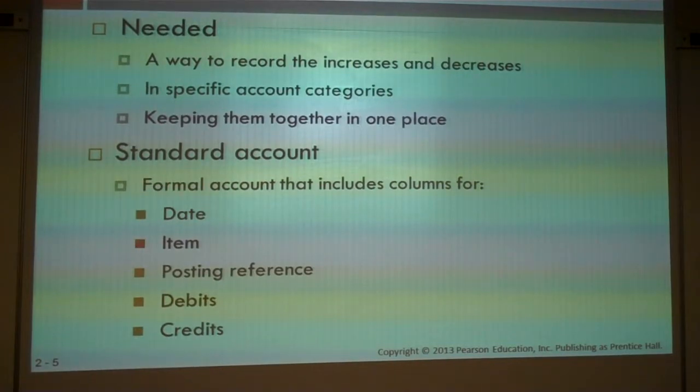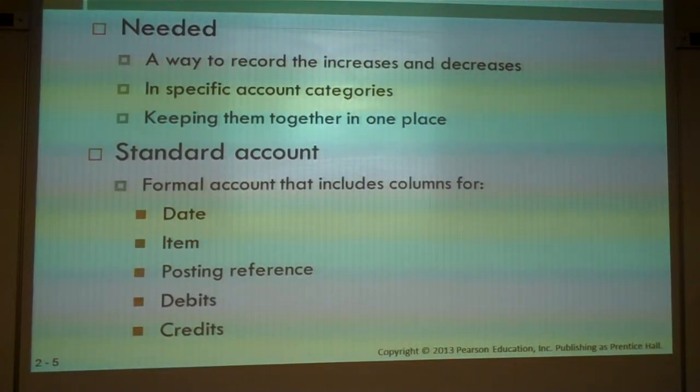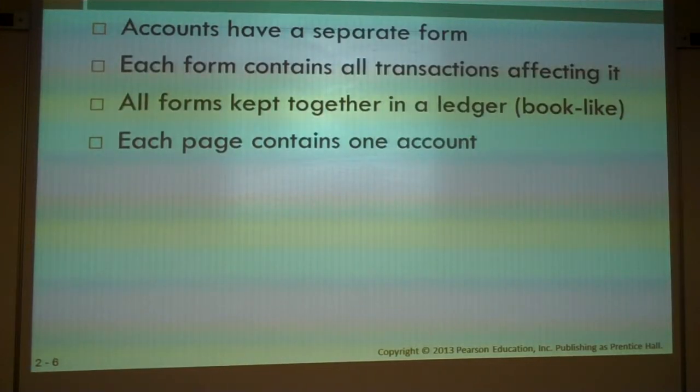For each one of our accounts, the formal account that includes columns for the date, the item, the post reference, and whether it was a debit or a credit. Let's see if there's a picture in that book that you can look at. If you look on, it's 41 in my book. So it would have to be close to 41. It's blue. Each account will have a separate form when we get ready to use those accounts.